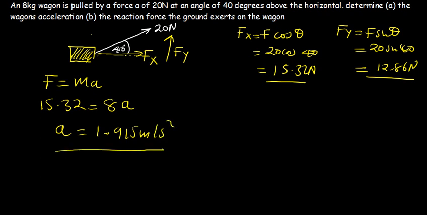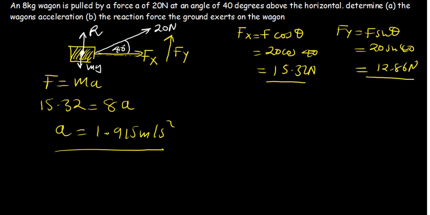The next question is: find the reaction force the ground exerts on the wagon. Because this thing has got a weight force, the weight force is going down, mg. The ground is going to be exerting a force. In other words, the force exerted by the ground is simply the normal force on the object, or the reaction force, we can call it R, but it's just the normal force.